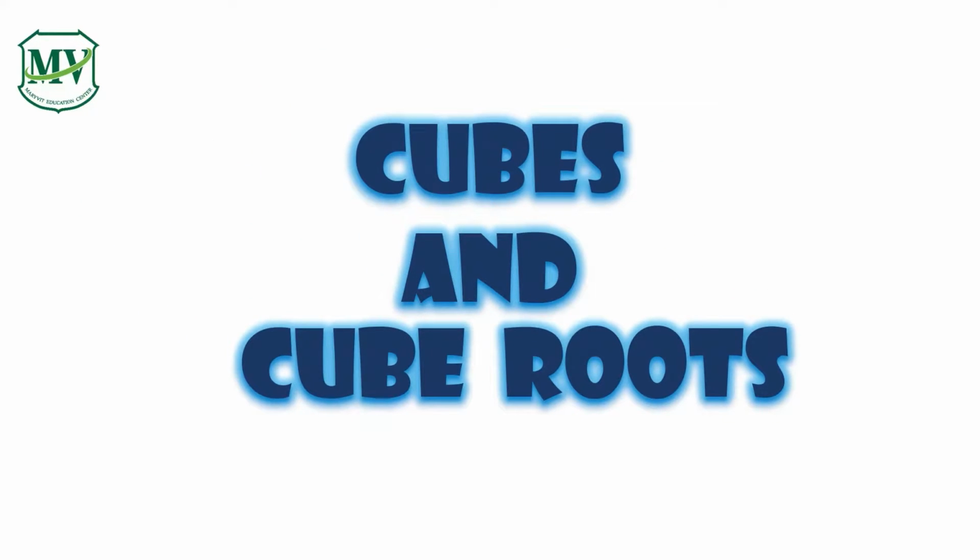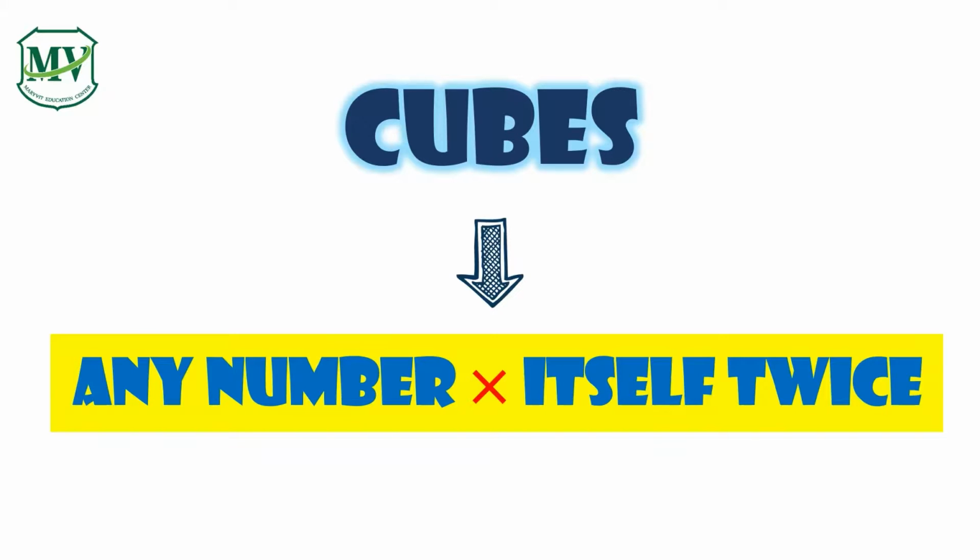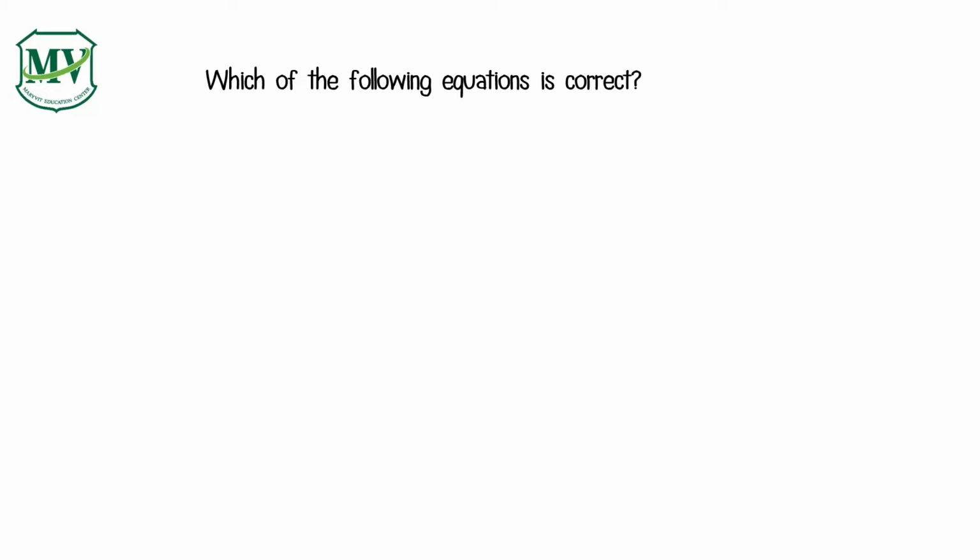Okay, let's proceed now to our next topic. So our next lesson is all about cubes and cube root. So let's talk about cubes first. So what is cubes? Cubes is any number multiplied by itself twice. So let's proceed to this question.